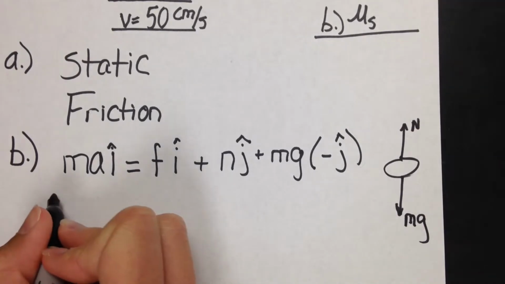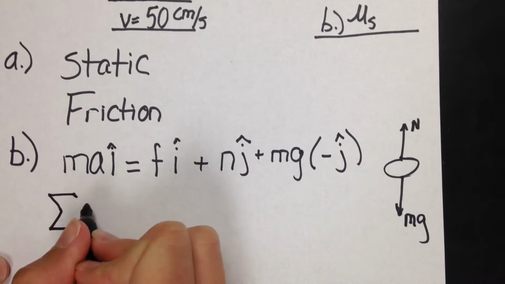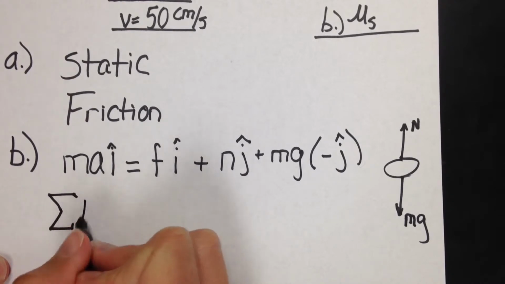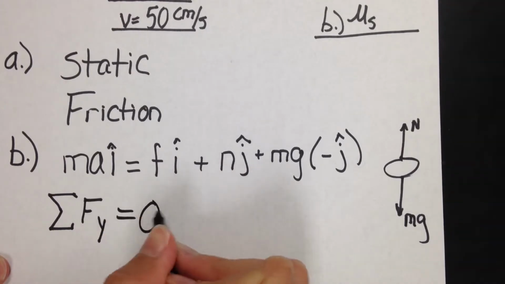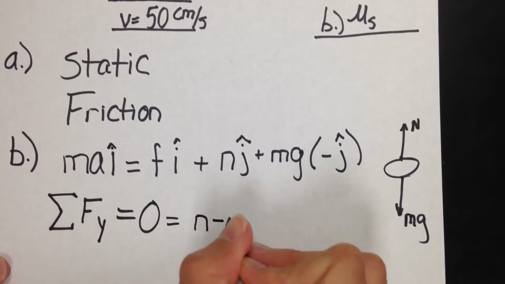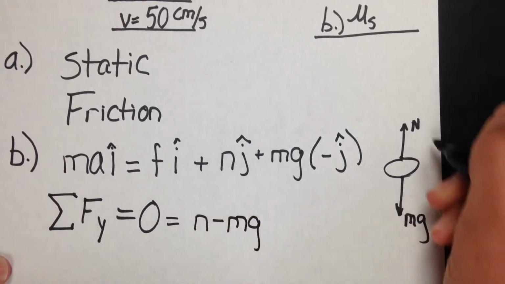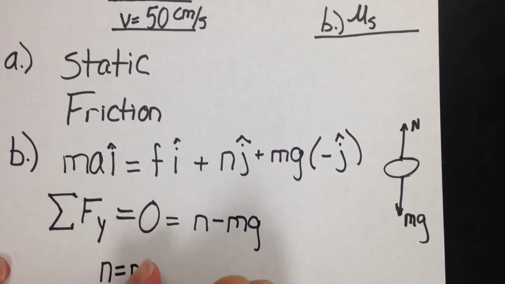So first what we're going to do now is find the total, or the sum of forces in the y direction. And this is going to be equal to 0 since it's not moving. And then it's going to be n minus mg. And that's just from right here. So you could also write this as n equals mg.